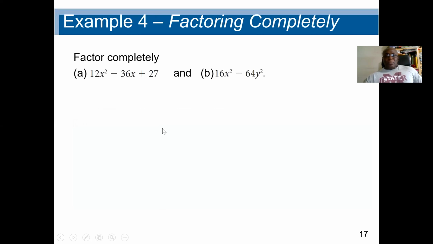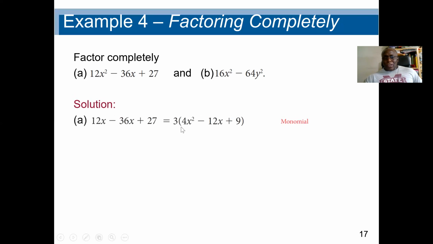So this is an example. I have 12x squared minus 36x plus 27. When I look at this question, I can see that 3 is common, because 3 can go into 12 with no remainder, 3 can go into 36 with no remainder, and 3 can go into 27 with no remainder. So my common factor will be 3. And that's what we have here. When I take 3 out, 3 can go into 12, 4 times, so we get 4.